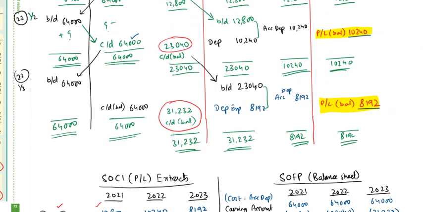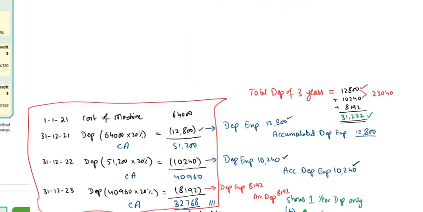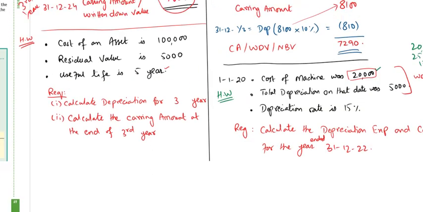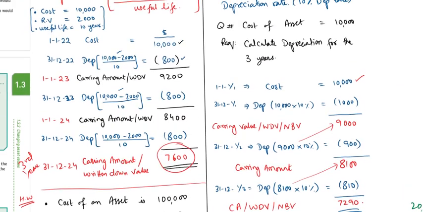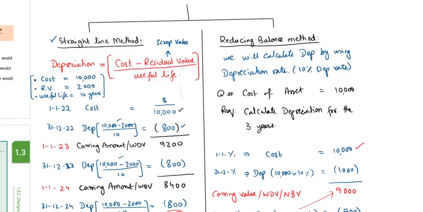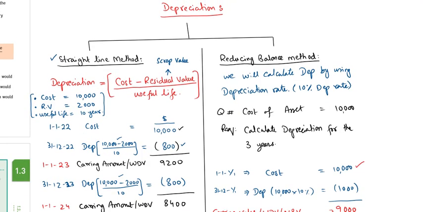So we have discussed two methods to calculate depreciation of an asset. The one is the straight line method, and the second one is the reducing balance method. Here is the question: when will we use the straight line method, and when will we use the reducing balance method? In your exam, the examiner will nominate which method you have to use, either the straight line method or the reducing balance method. It will be given in the question, so you don't worry about which method to use. Got it?